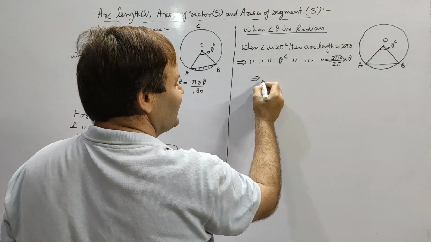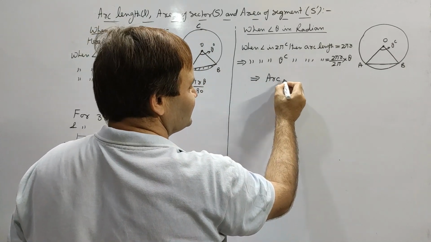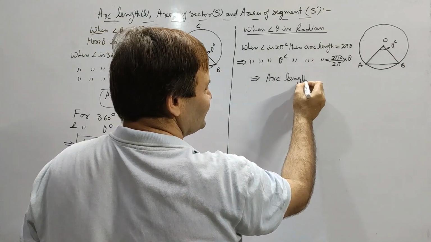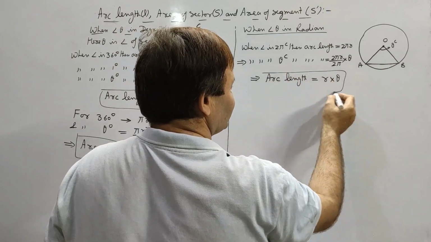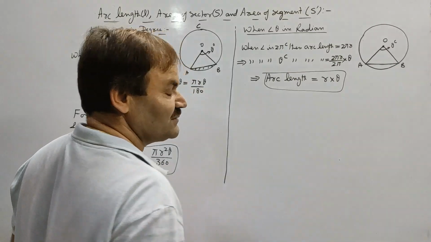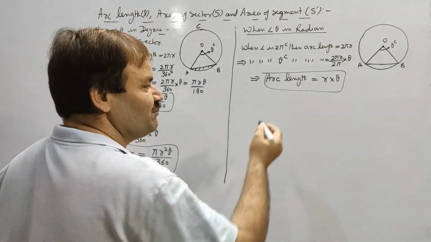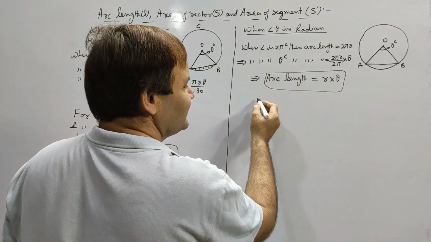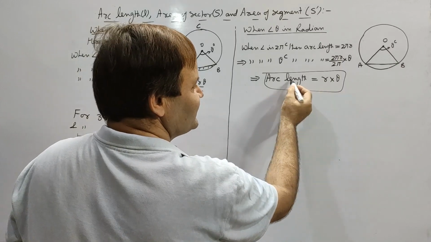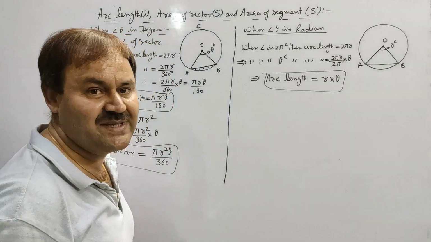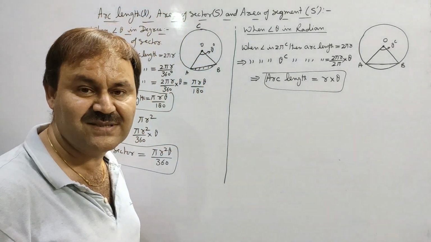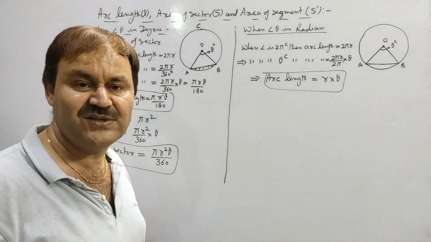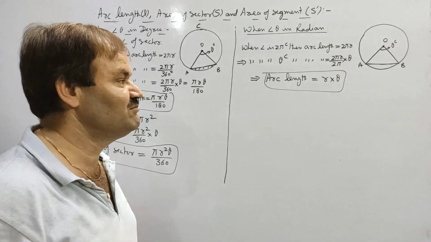And this means arc length is equal to radius into angle, and it could have been obtained by using the direct definition of angle. Angle is equal to arc length upon radius. So arc length is equal to angle into radius, because it was the definition of angle in circular measure.